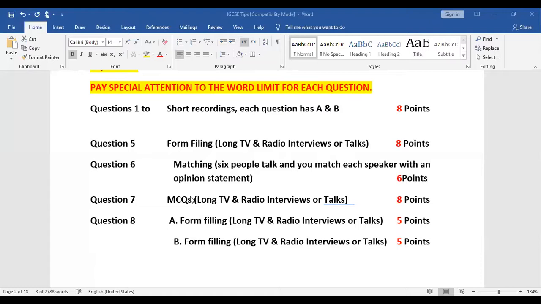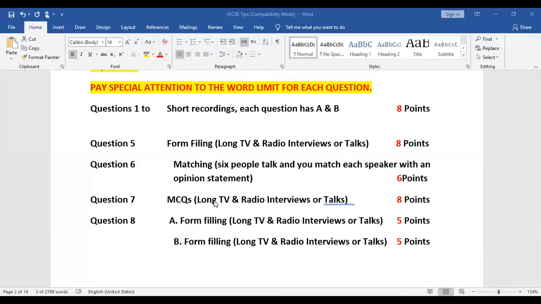It's a long interview, but here in this case, you're supposed to make a choice of A, B, C as an answer to some given questions. The problem with this question is that you need to pay attention to everything being said, because the three choices are almost said by the speakers, okay? But which one is the correct answer? This is what really matters, okay?